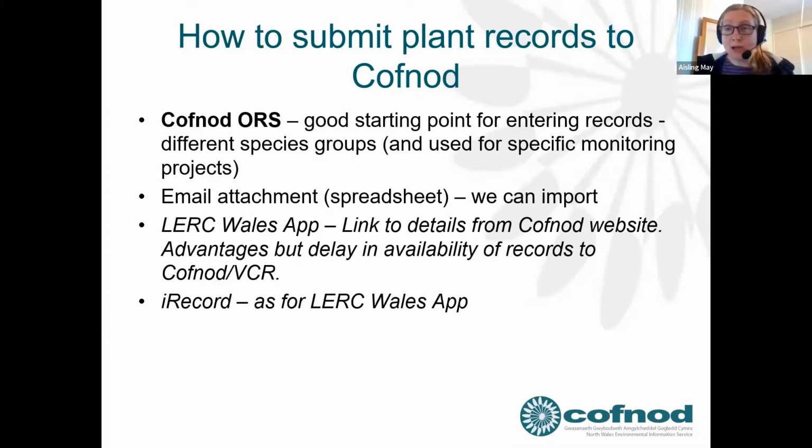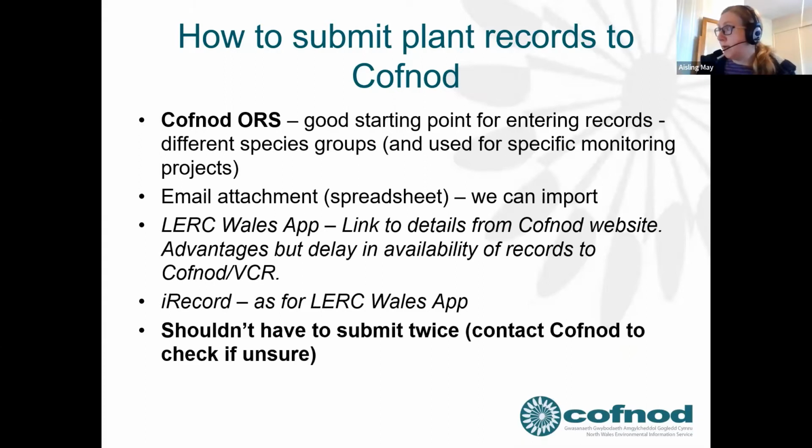So again, you may have used iRecord. There's a website, it covers the whole of the UK, and it is used heavily for certain species groups and for certain projects. If you are using it for those projects, then that's absolutely fine, and there's no need to submit the records twice to us separately because we will have access to those records. But there is just a bit of a delay. So I would say for the more ad hoc records, it's probably best to use the COVNOD ORS. But the basic message is that you shouldn't have to submit twice, and do get in touch if you want me to check on a specific instance.